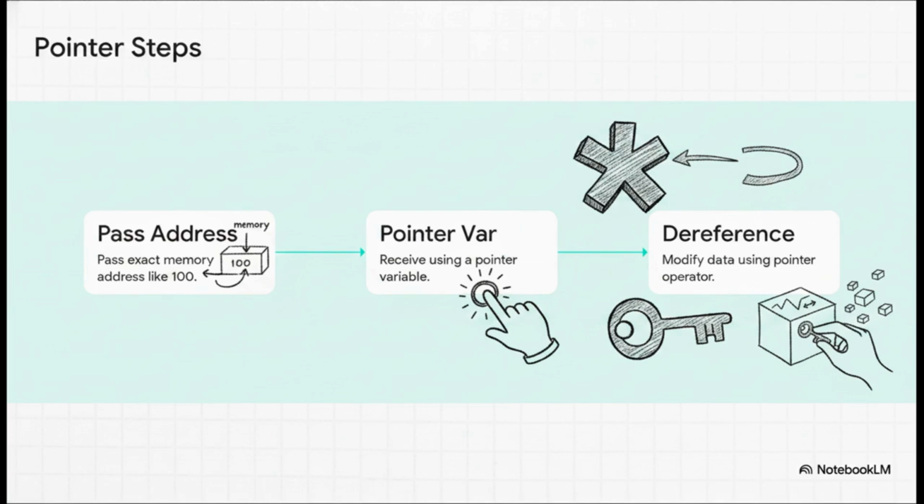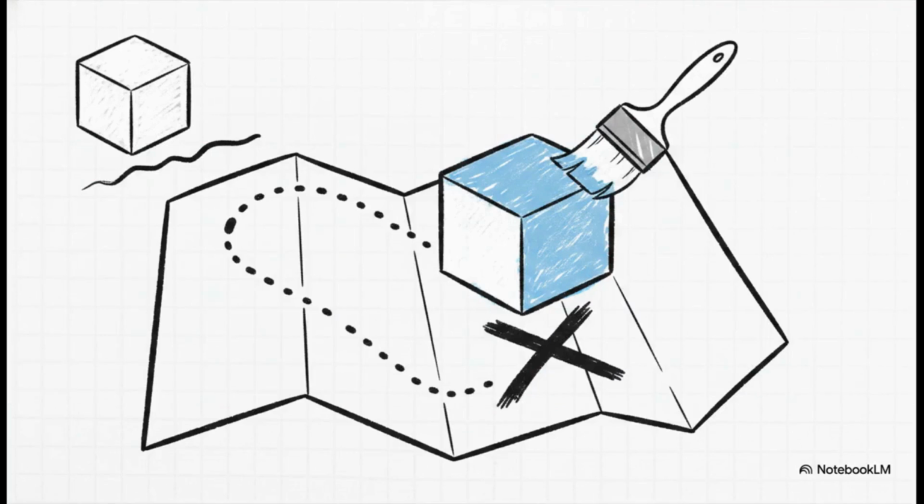Step 2, your function has to catch this address using a pointer variable. You denote this with an asterisk, like int *x. And step 3, to actually read or change the data at that coordinate, you must use the dereference operator. Let's look a little closer at that dereferencing step because it's super important.